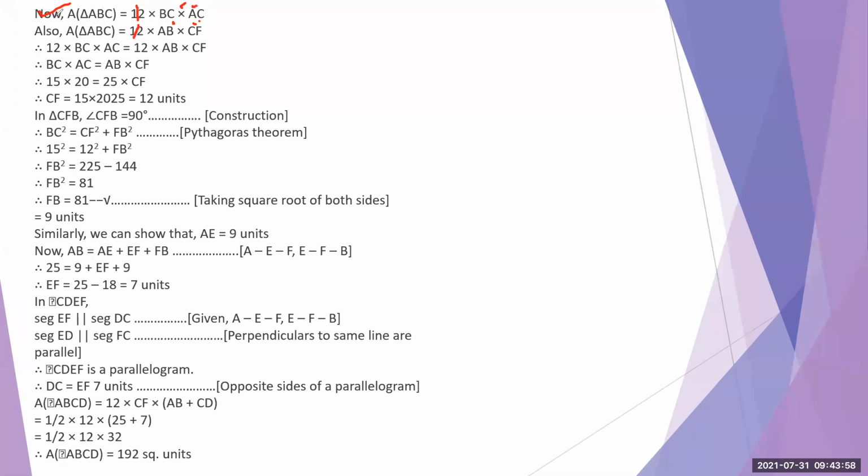But since both are the values of the same area, we are equating this. Okay, so we equated both of them, and the half gets cancelled with each other, and we get BC into AC is equal to AB into CF. अब सिर्फ यहाँ पे values put की, and we have found out the value of CF, which is equal to 12 units. CF अब आपको मिल गया, राइट? मतलब one of the heights आपको मिल गई.